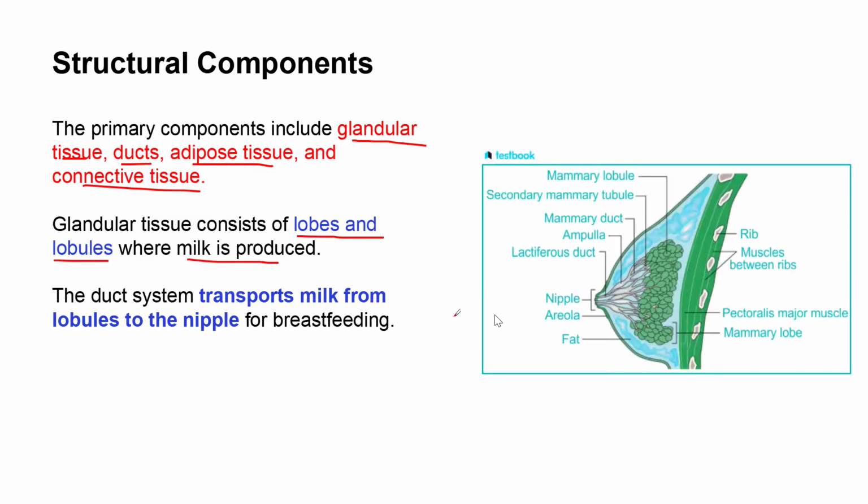As we can see, these are some of the structures. This is the nipple, this is the areola, and then we have fat here, the mammary lobe, the mammary lobule, the secondary mammary lobule, the mammary duct, the ampulla, and the lactiferous duct. These are the major components of the mammary gland.